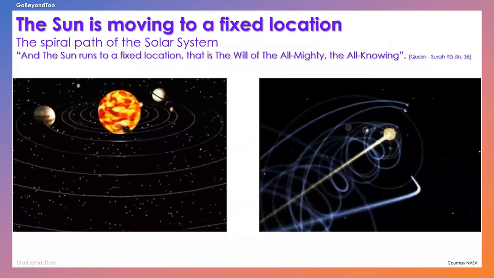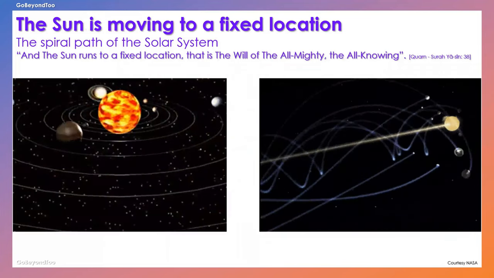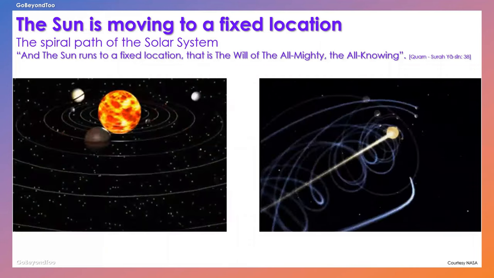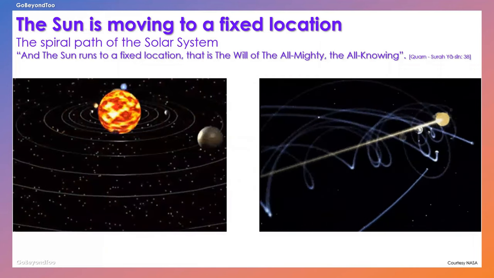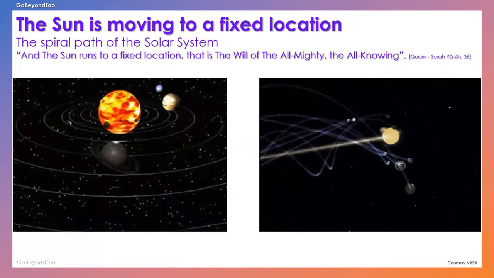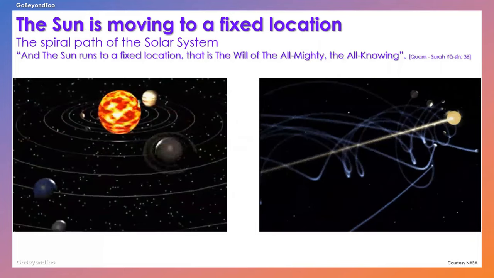So again, I just want to emphasize that both movements or both scenarios are valid. The planets orbit around the sun, as well as the sun is moving while the planets are orbiting it as well. Now I will switch to an animation for the solar path.